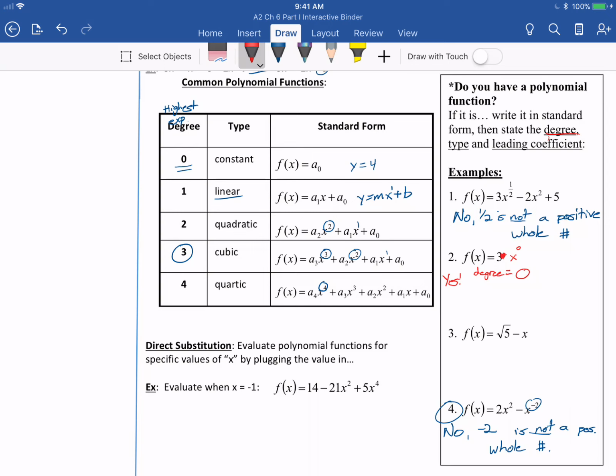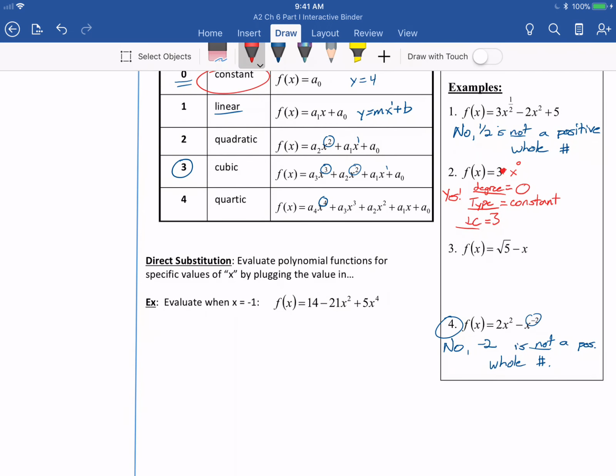I have to state my type. If my degree is 0, my type is a constant. And my leading coefficient, I'm just going to abbreviate that with LC. My leading coefficient is the only number that you see there. It is 3.